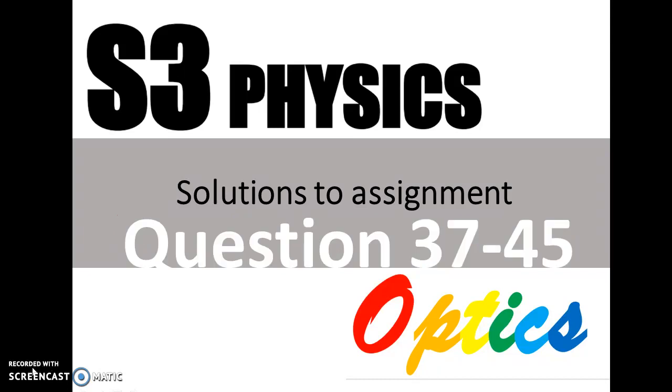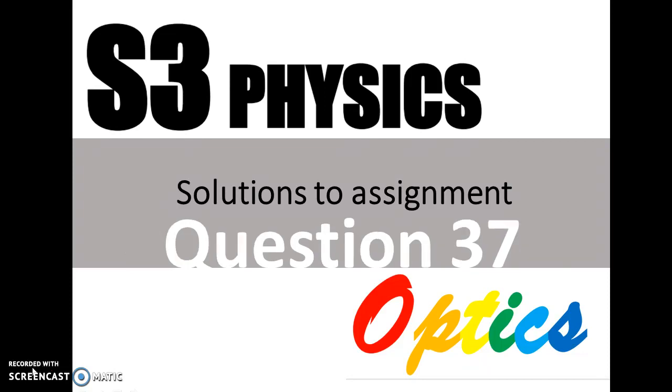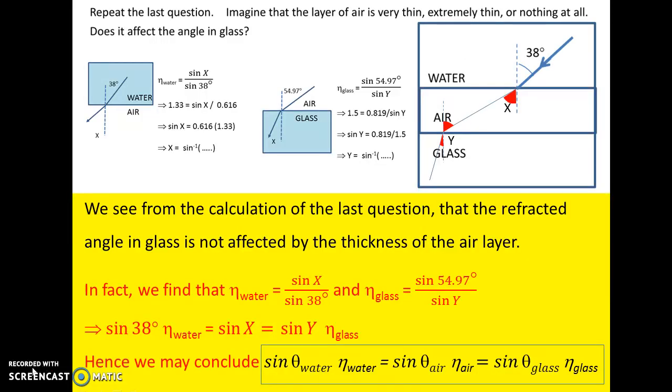Question 37 to 45. So you have to rethink the last question. When the layer of air is very thin, would it change the angle in glass? Now you can see we apply Snell's law twice. Here we have eta water equals sine x over sine 38. Next, we apply Snell's law again between air and glass in this way.